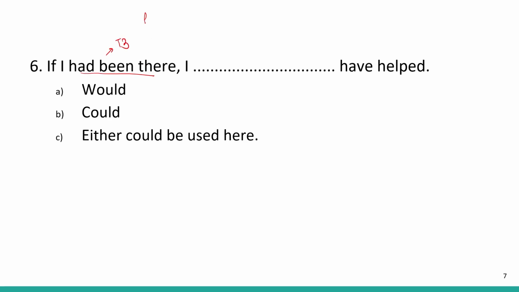So if it is had plus verb third form, the remaining clause will be like subject plus would have plus verb third form. So if I had been there, I would have helped. Now it is already given. We have already given helped, that is verb third is already given. So this part is already given. So here we just need to write would.